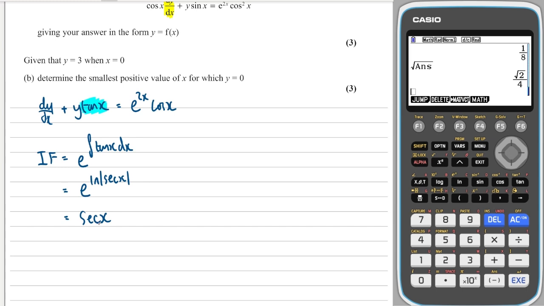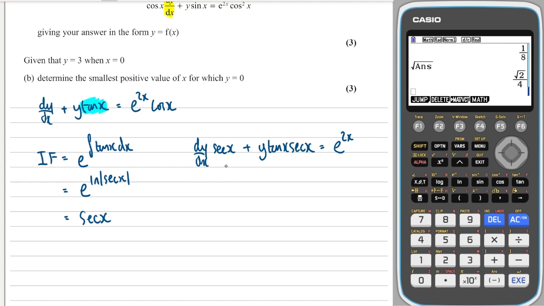Okay, so what's the next step? Is to multiply this differential equation by the integrating factor. So that gives me dy by dx sec x plus y tan x sec x is equal to e to the 2x, and a cos x times by sec x is just going to be 1, because sec is 1 over cos, so times by cos is just going to give you 1.